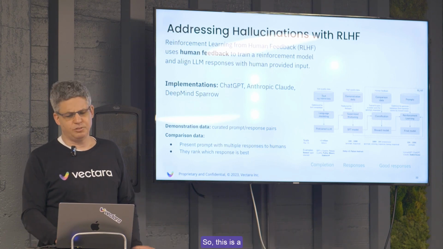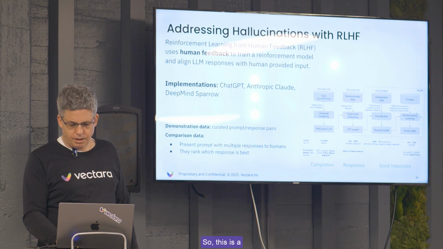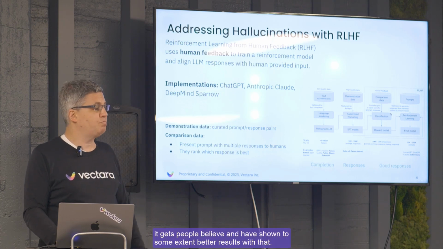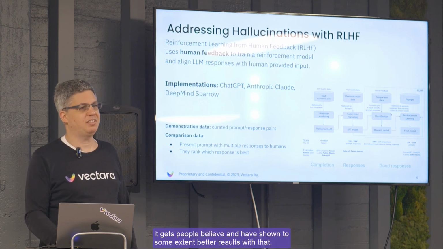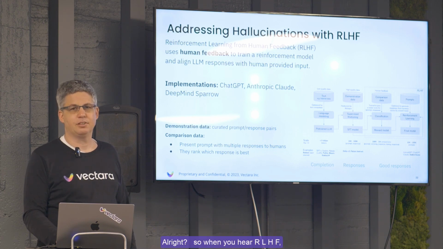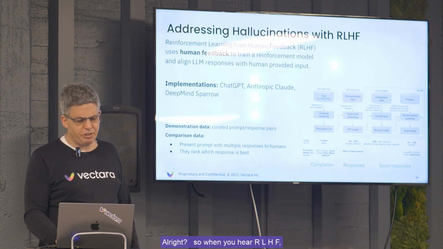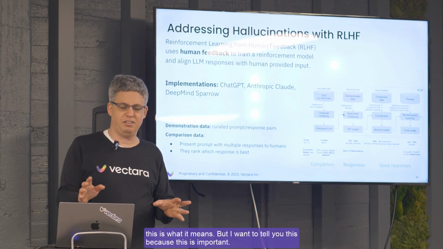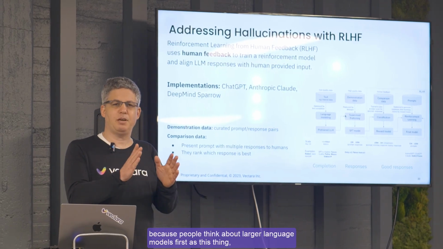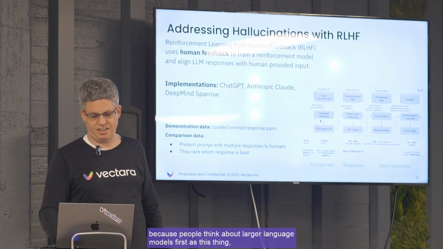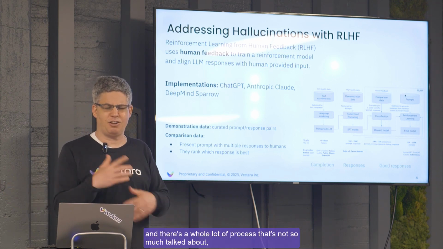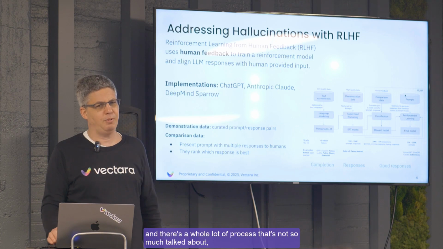All right. So this is a much more complicated and much more expensive process. But people believe, and have shown to some extent, it gets better results. All right. So when you hear RLHF, this is what it means. But I wanted to tell you this because this is important, because people think about large language models first as this thing, but they experience this thing at the other end, the ChatGPT. And there's a difference here, and there's a whole lot of process that's not so much talked about, but is important, right?